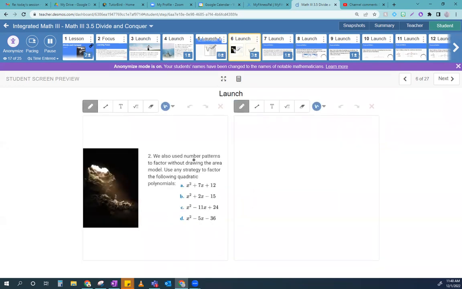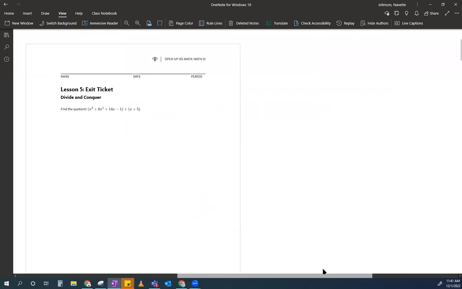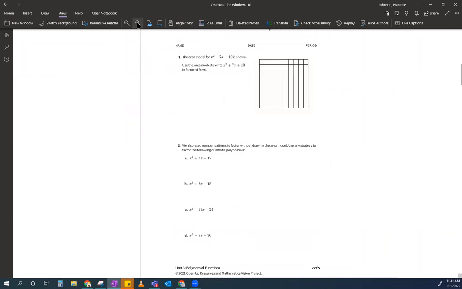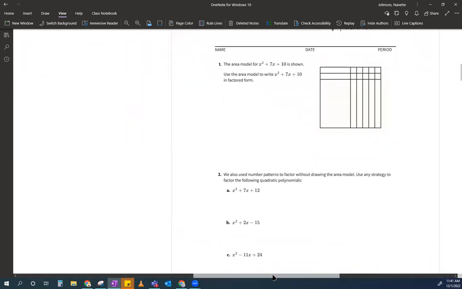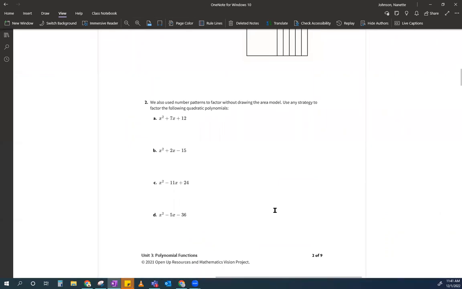Okay. So we also use number patterns to factor without drawing the area model. Use any strategy to factor the following quadratics. So I'm going to show you how I factor because I really like the way that I learned as an adult how to factor. I did not learn this as a student. I wish this was around when I was learning how to factor, because the method my teacher taught me was sit and think about it. I was like, okay, I'm sitting. It's not coming.